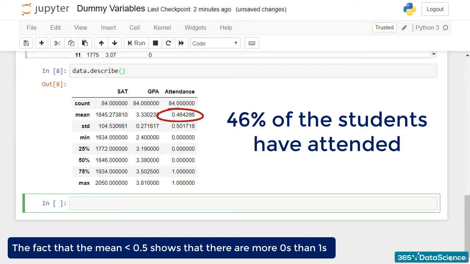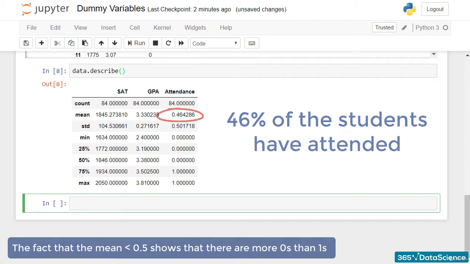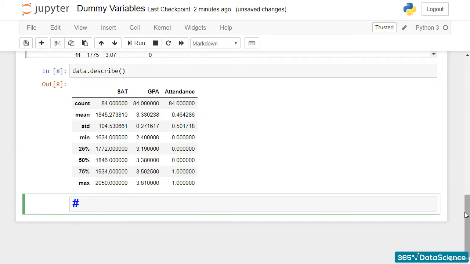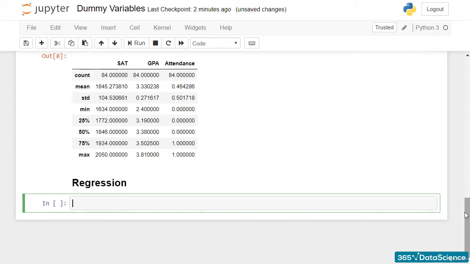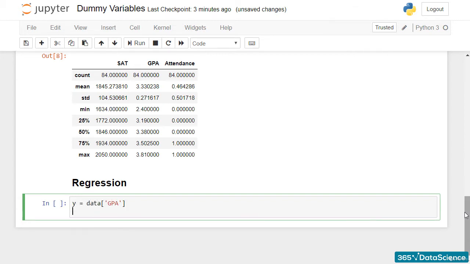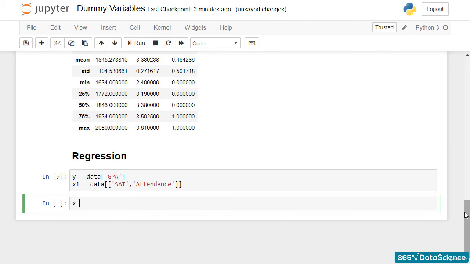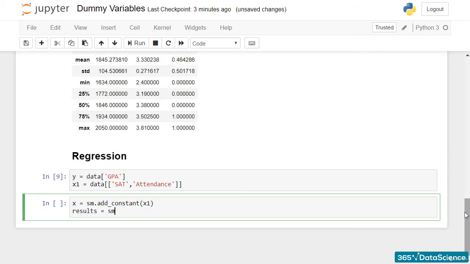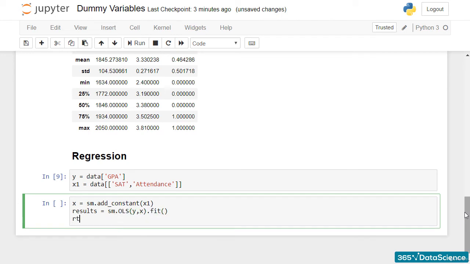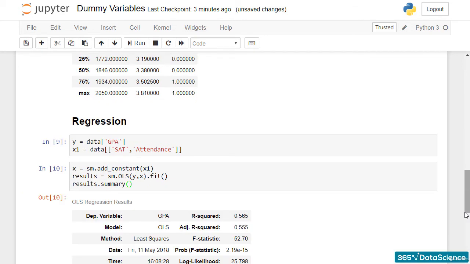Since the two outcomes are 0 and 1, this implies that 46% of the students have attended more than 75% of the lessons. In any case, now we can create a regression that explains GPA taking into consideration both SAT scores and attendance. I'll load GPA in y as usual and SAT and attendance in the variable x1. Once again, we must use the statsmodels method for adding a constant. Then we can fit the regression and get the summary as before. The result is the following.